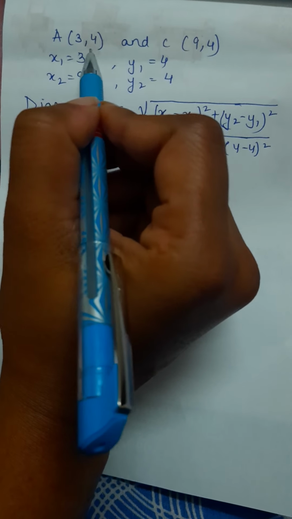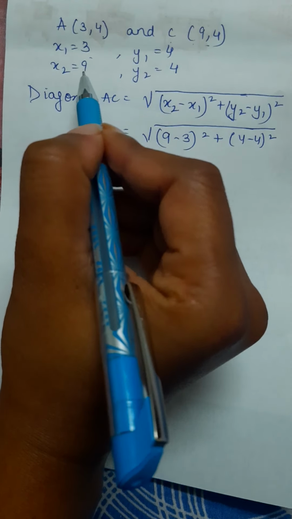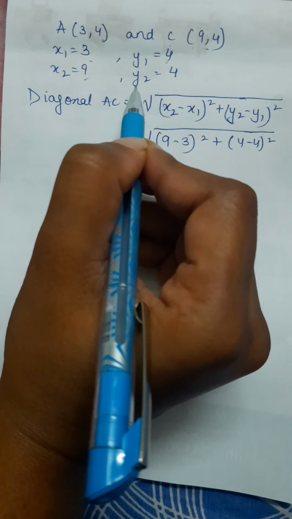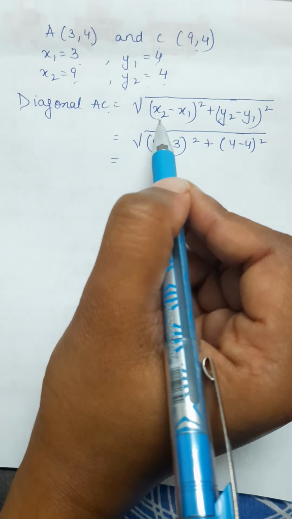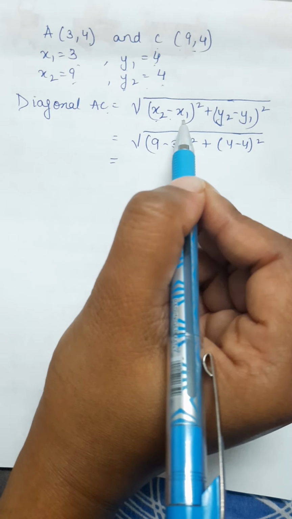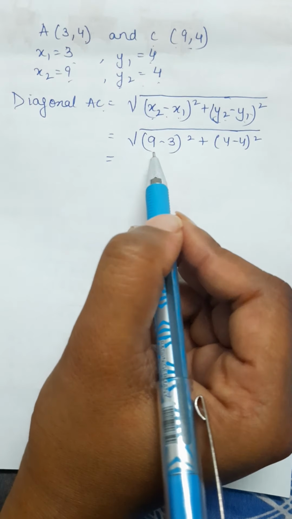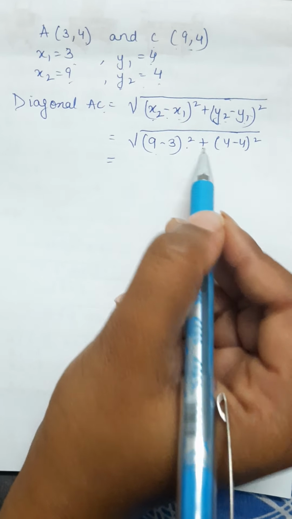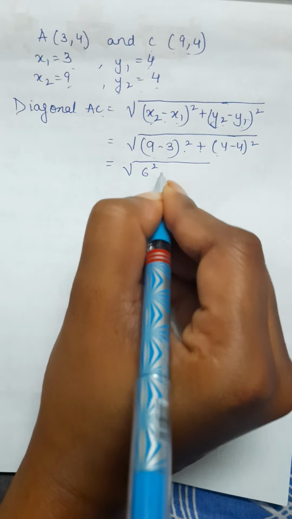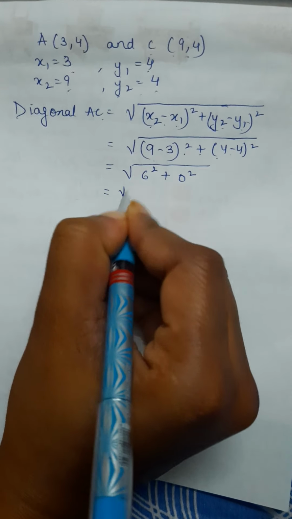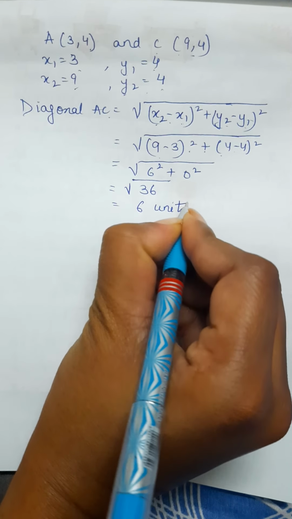The coordinates of A are 3, 4 and the coordinates of C are 9, 4. In this, x1 is 3, x2 is 9, y1 is 4, y2 is also 4. To find out the distance of diagonal AC, first put the formula, that is x2 minus x1 whole square plus y2 minus y1 whole square. Now put the values, that is 9 minus 3 whole square plus 4 minus 4 whole square, that is 6 whole square plus 0 whole square, which is equal to root 36, which is equal to 6 units. So this is the first diagonal.